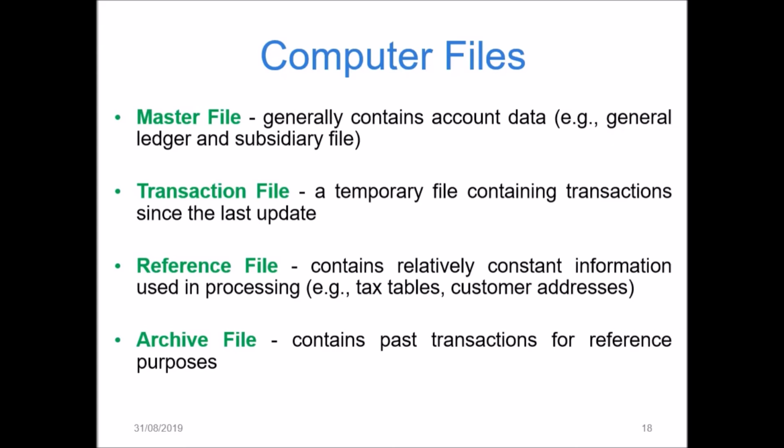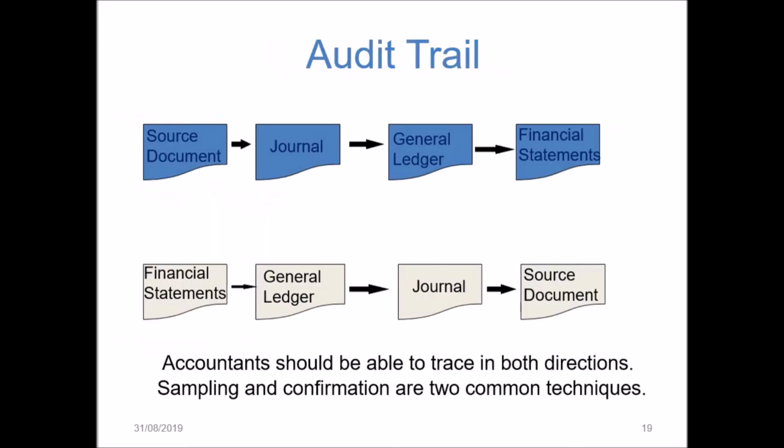So that we use the same data in the file over and over again. And the archive file contains past transactions for reference purposes. Okay, so for audit trails, as you can see here, the source document is the first document that initiates the audit trail. Then this source document is posted to the journal, to the GL, and this GL becomes the financial statement. I believe that you learned this in part 1.